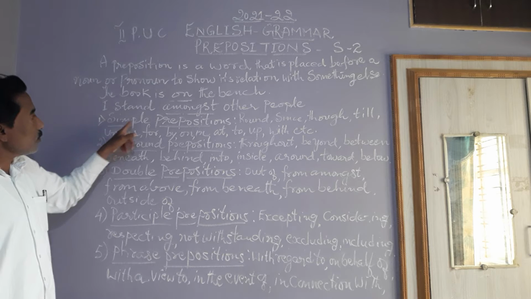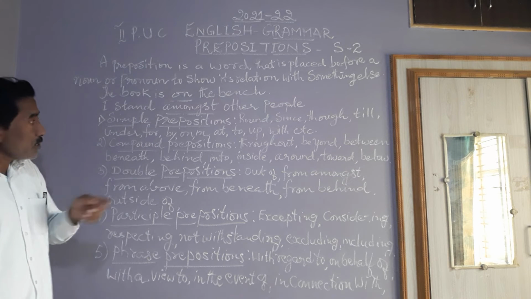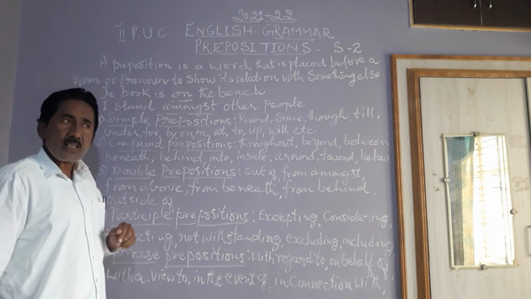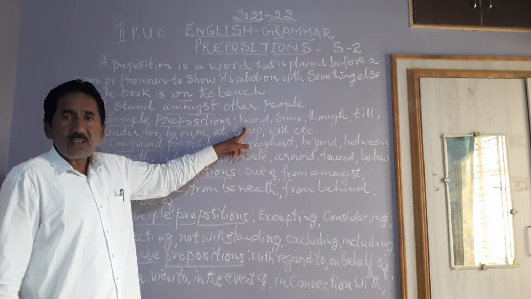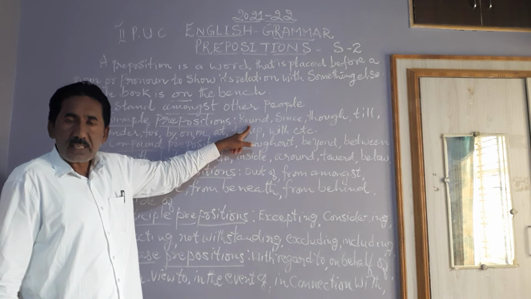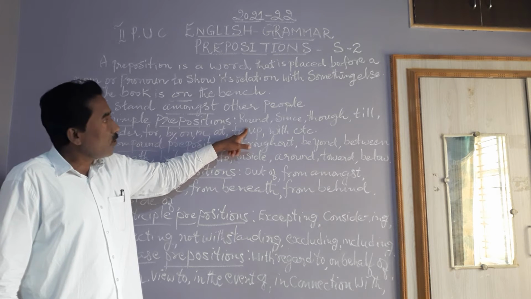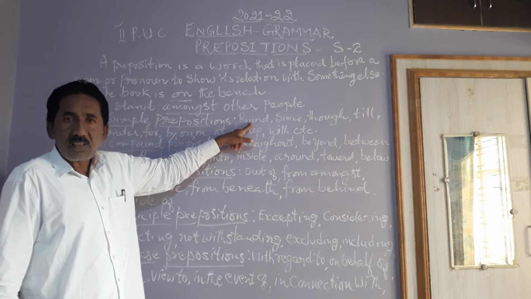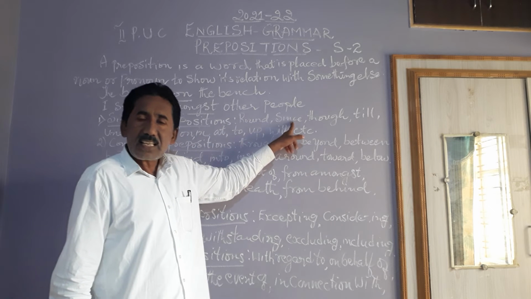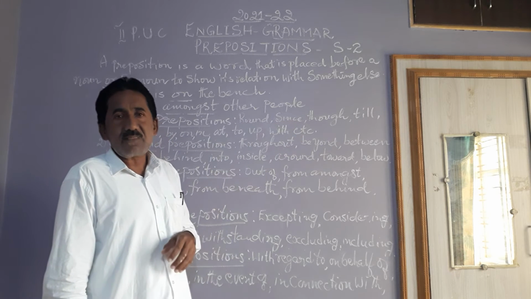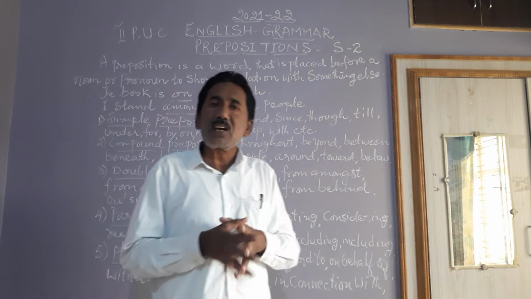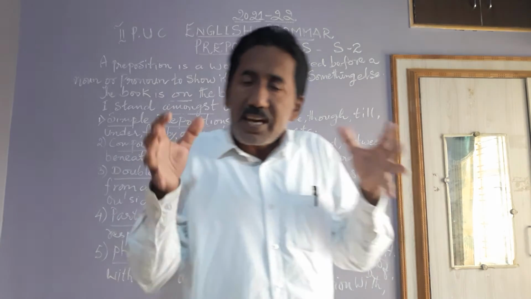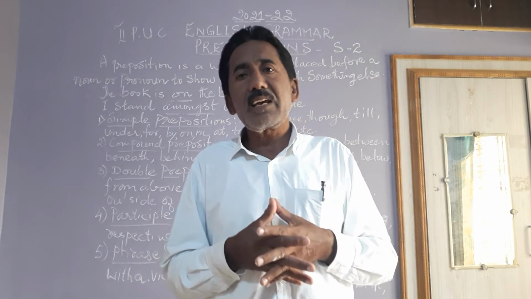Now let us look into simple prepositions. Look at these simple prepositions. Look at the examples given. Simple prepositions. Round. We go round. Understood? We go round a temple. Go round. Then, since: it marks the beginning of time. Since the beginning of time. So you have been attending classes since 8:30 a.m.